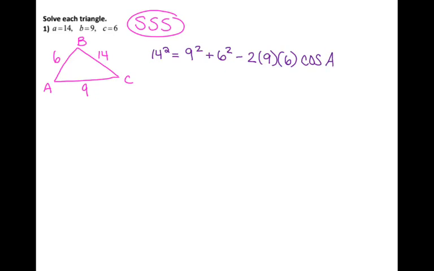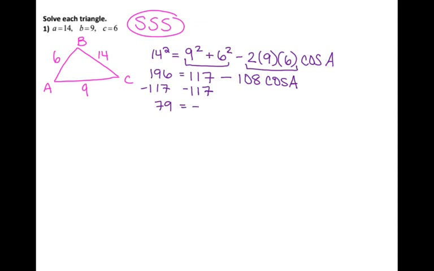Now, anytime you are solving for an angle, you do have to simplify your expression piece by piece. So 14 squared is 196. I'm going to add those together. So 9 squared plus 6 squared is 117. Minus, I'm going to multiply those three together. So 2 times 9 times 6, so 108 cosine of A. Now I'm trying to isolate cosine of A. So from here, I'm going to subtract 117 from both sides. That gives me 196 minus 117 is 79 equals negative 108 cosine of A.